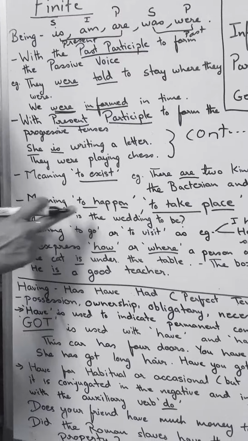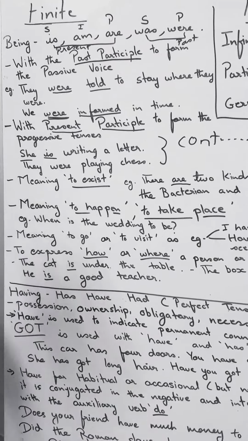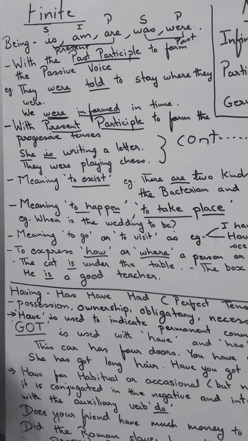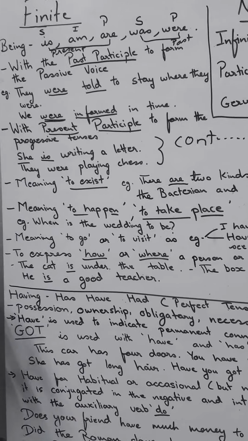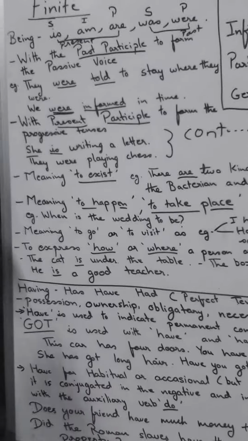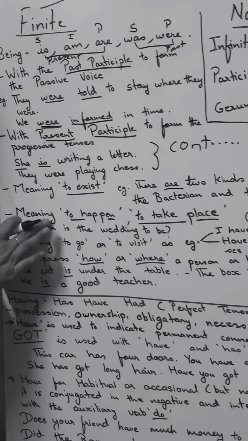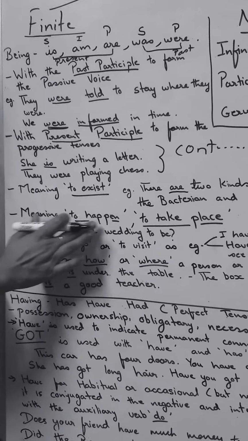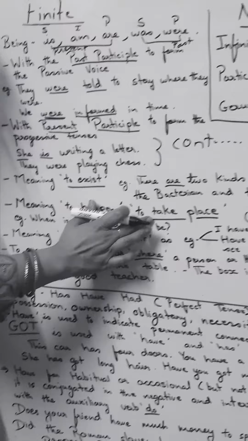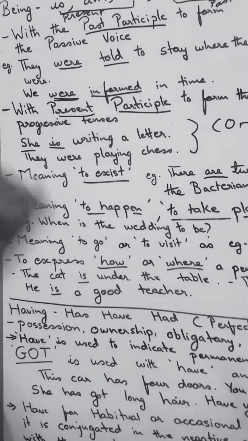Now, the second meaning. The best thing is, when you read something and the being form comes in front of you, you can directly connect it to one of its rules, and that will enhance your grammar to a larger extent. Now, meaning: to happen or to take place. Something is happening, something is taking place.